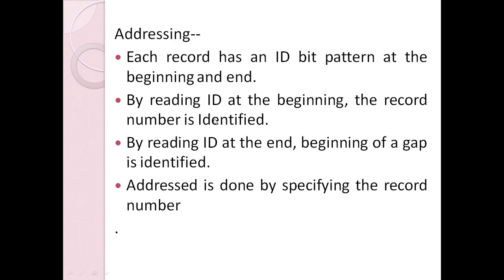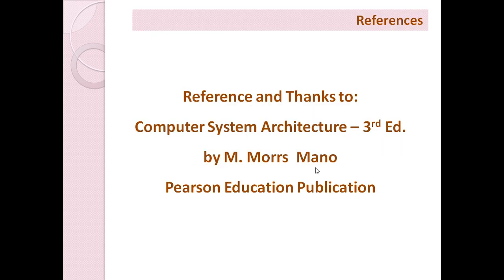So how is the addressing done? Each record has its ID bit pattern in the beginning and also at the end. By reading the ID at the beginning, the record number is identified, and by reading the ID at the end, the beginning of a gap is identified. So addressing is done by specifying the record number. The record number is specified when you want to play something, and then it is identified by the bit pattern at the beginning and the end. So these are the references.